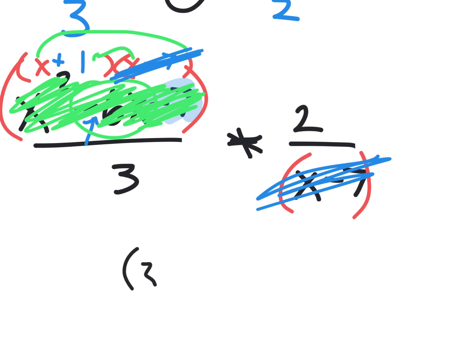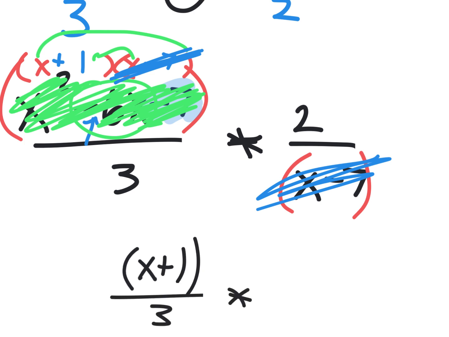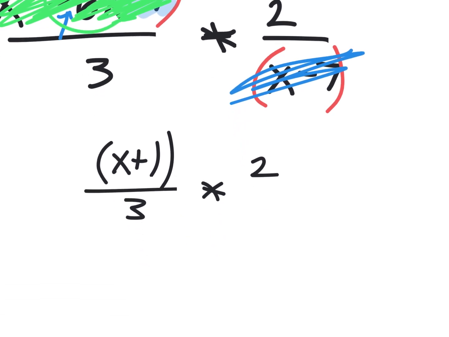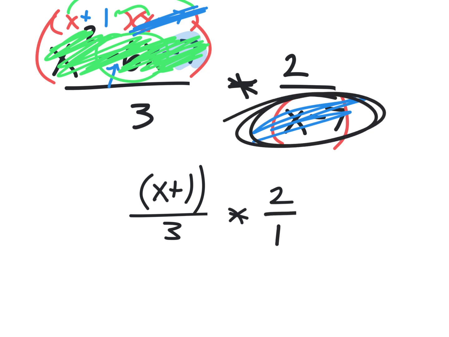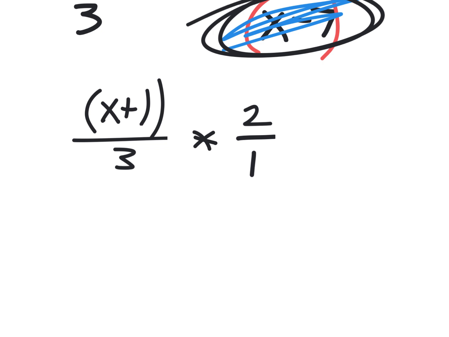All right, so here's me just rewriting the problem just to make it really clear. It's x plus 1 on the top and a 3 on the bottom times a 2. Now, some people get confused and think that that's a 2 on the top and a 2 on the bottom. It's not. That 2 is clearly on the top. There is nothing on the bottom unless you want to put a 1 down there. You could. And then I multiply it out and I get 2x plus 2 over 3.